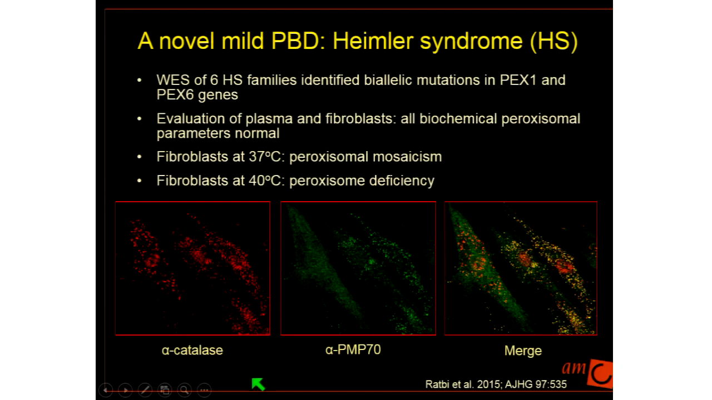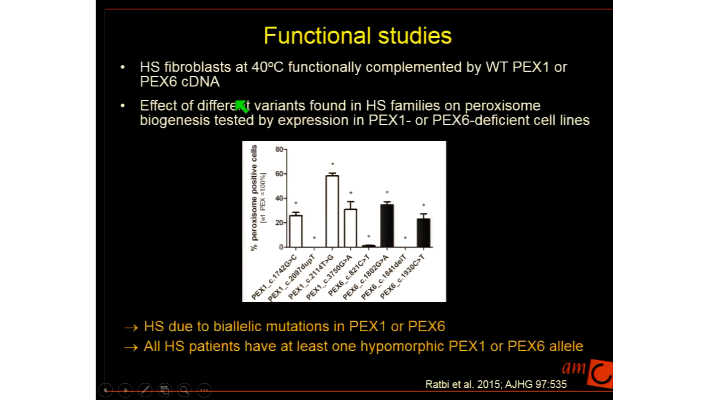However, if you look in the plasma or in the fibroblasts at the biochemical parameters, all these biochemical parameters are completely normal. So again, we needed a microscope to find out that this is indeed something important. But then if you culture the cells at 40 degrees, they completely lose their peroxisomal protein import. And what's more important, at 40 degrees we could genetically complement these cells with PEX1 or with PEX6.